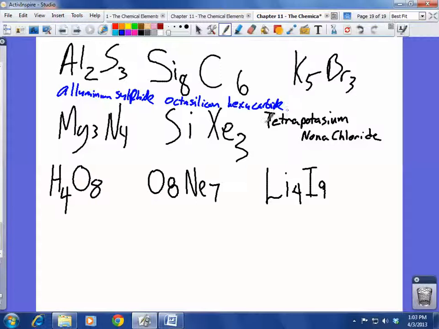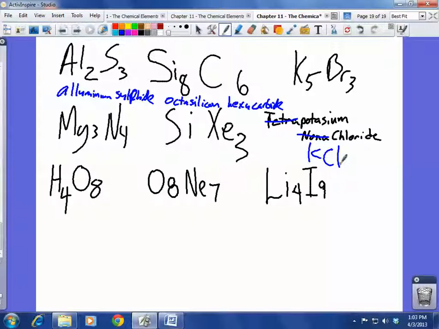Oh, yeah. You don't have to put the oxide or... Well, so this is a non-metal and a non-metal. So what do we call this? This one's kind of tricky. If it just has one, we just leave out that mono. So it's just silicon trinitride. Okay. And then potassium chloride would just be KCl.